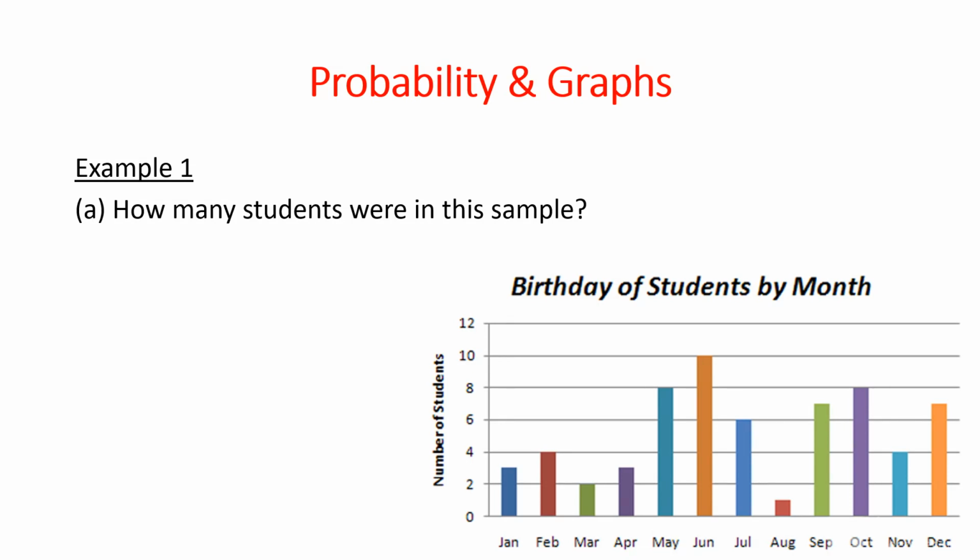Here's a graph that represents the number of students from maybe a class, a couple of classes, and what month they were born in, their birthday. So the first question, how many students were in this sample?